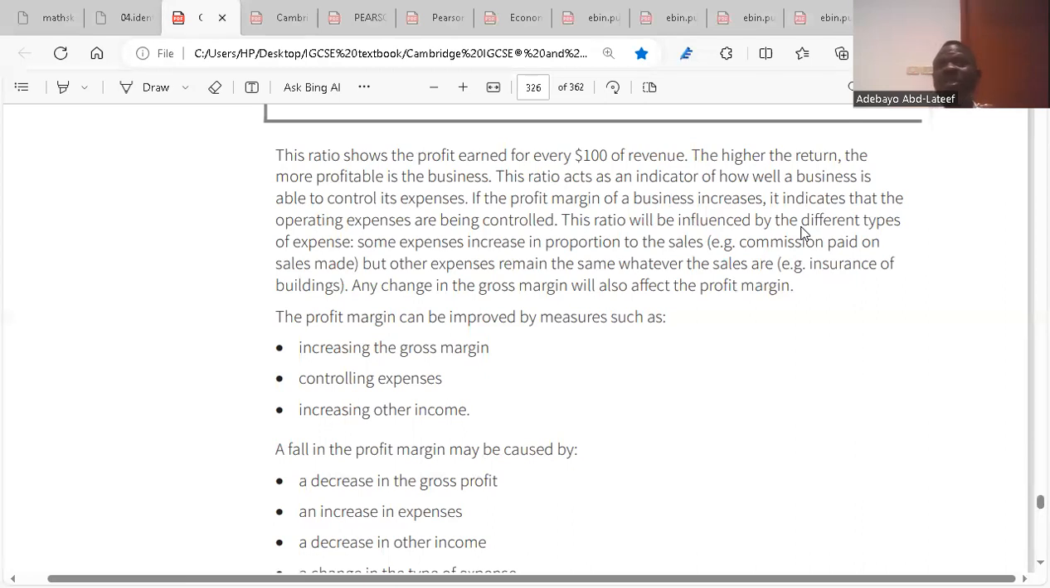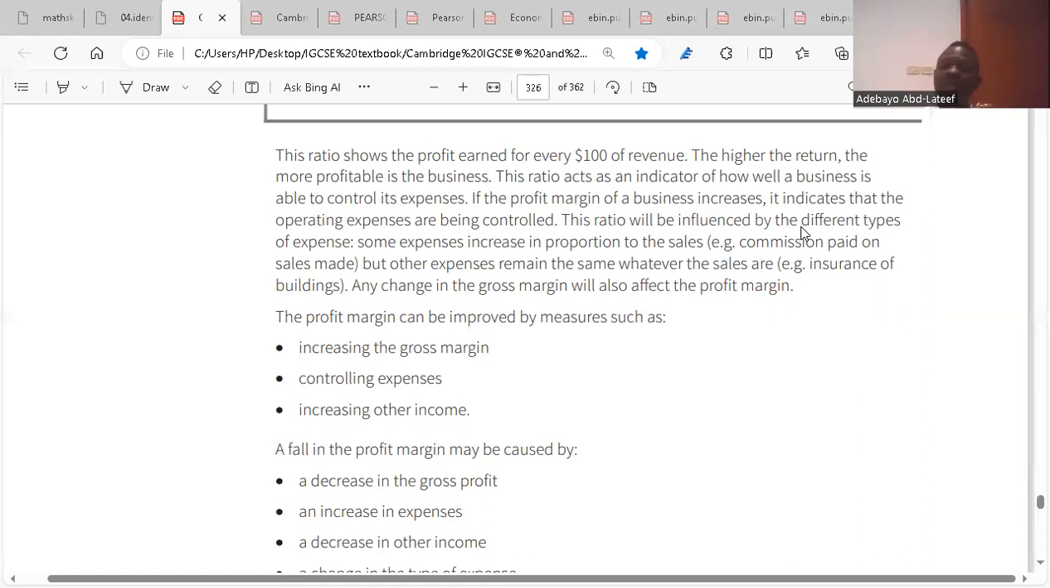So how do you increase the gross profit margin? You can increase it by increasing the price or finding cheaper raw materials. But these two have a cost. The cost of selling at a higher price is that you might lose customers. The cost of buying cheaper raw materials is that you might produce poor quality products, which means you can also lose customers. That's how you can increase the gross profit margin.